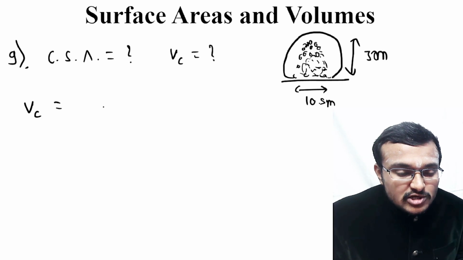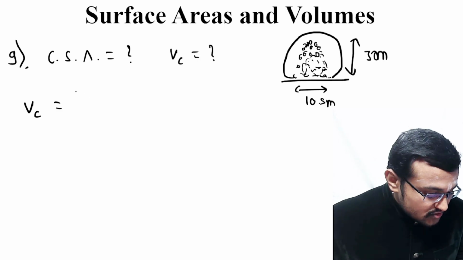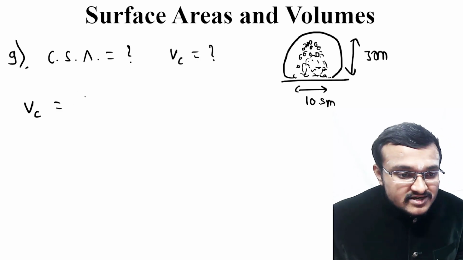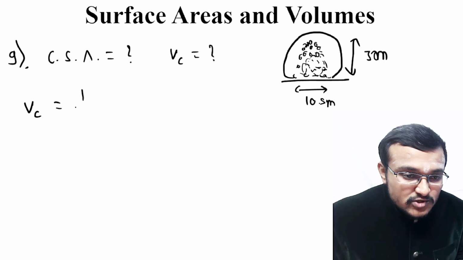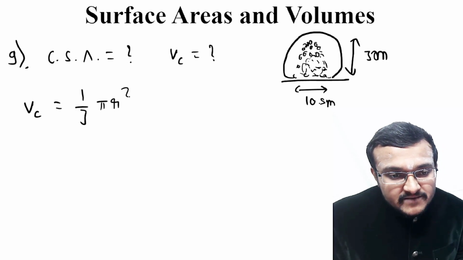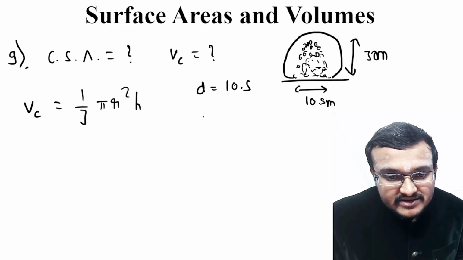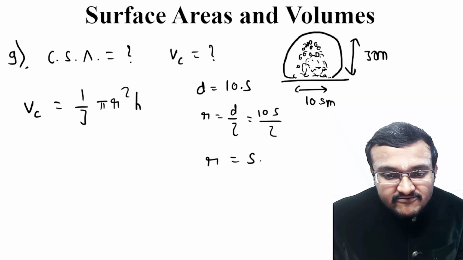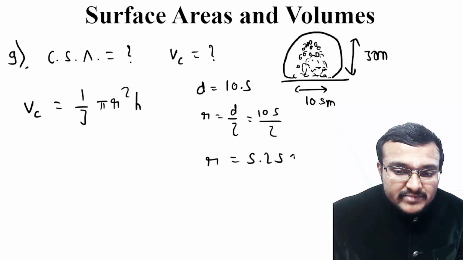So first we have to find out the volume of this conical heap. The volume of this conical shaped heap will be equal to 1 by 3 pi r square h. Here they have given the diameter as 10.5 meters. So radius will be d by 2, that is 10.5 divided by 2. So radius is 5.25 meter.